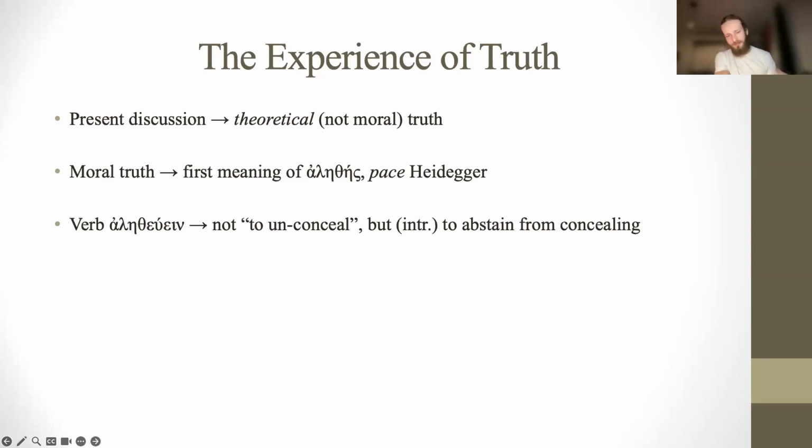So he highlights that the present discussion of truth in the appendix has to do only with theoretical and not moral truth. Moral truth is something else, and he doesn't discuss it explicitly in this essay, but he does point out that moral truth is the first meaning of aletheis in Greek, which is very much counter to Heidegger's interpretation.